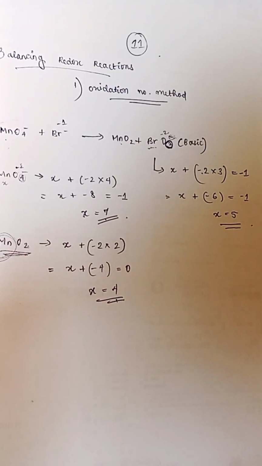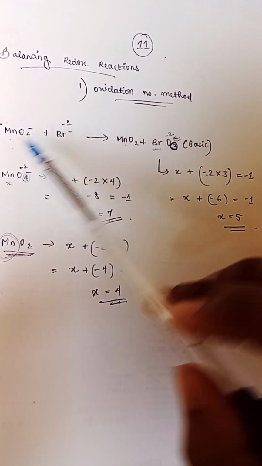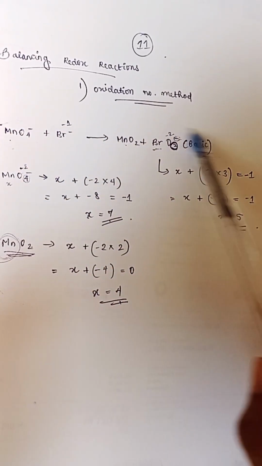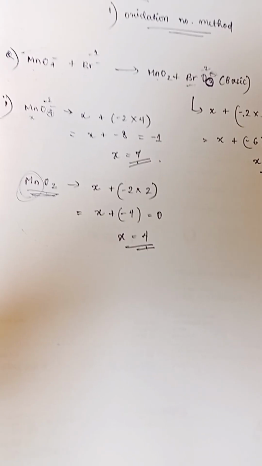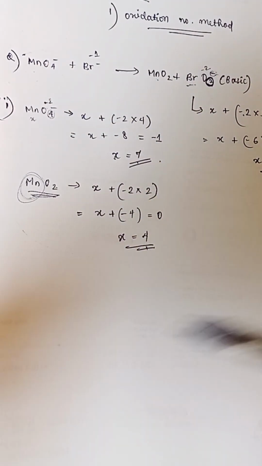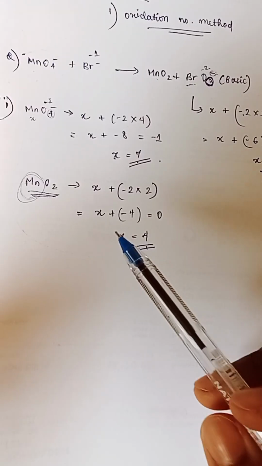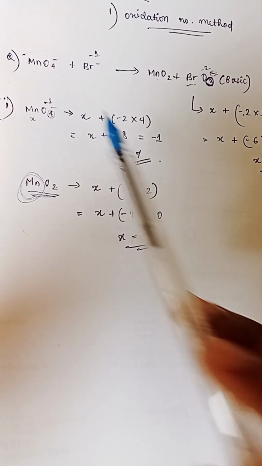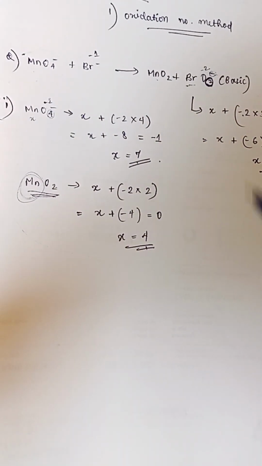So, this is the first step: find all the oxidation numbers of all the unknown elements in the equation. After that, the next step is to find out by how many electrons both sides are decreased or increased.